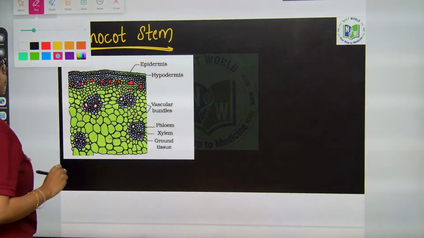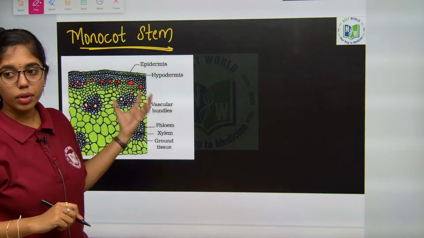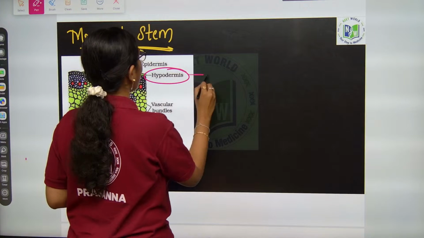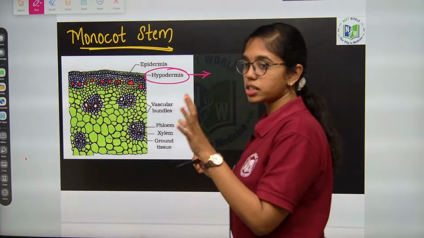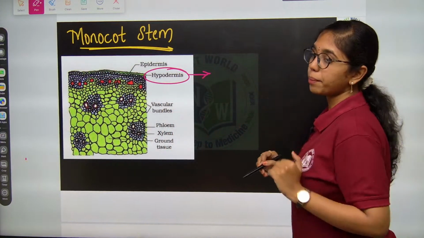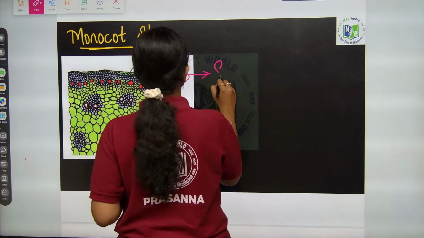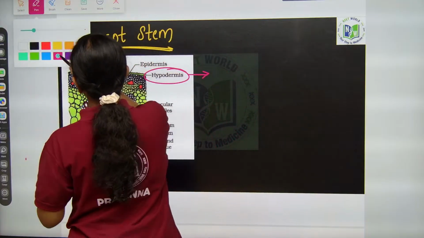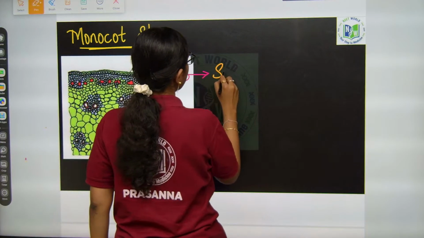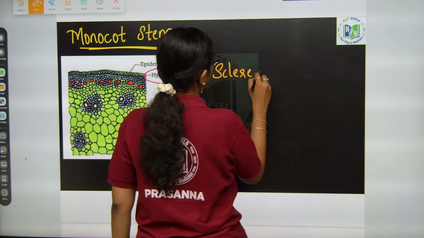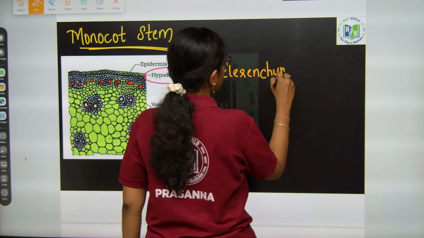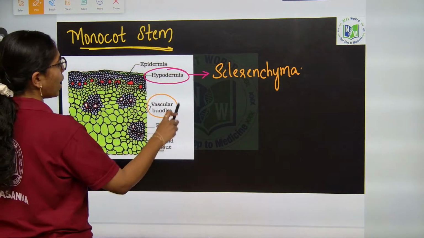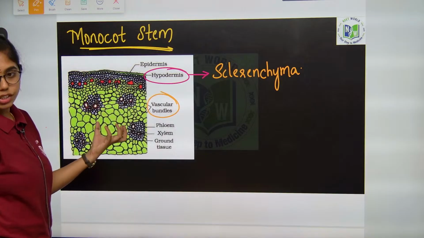Monocot stem, here you see, ma. Epidermis will have a cuticle layer over it, whereas the hypodermis, unlike in the dicot stem where it is composed of collenchyma, here in the monocot stem is composed of what? Sclerenchyma. Hypodermis is composed of sclerenchyma. Sclerenchymatous hypodermis. Okay. And then here vascular bundles are schizolysigenous in origin.